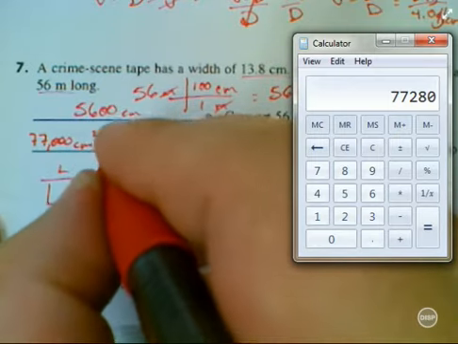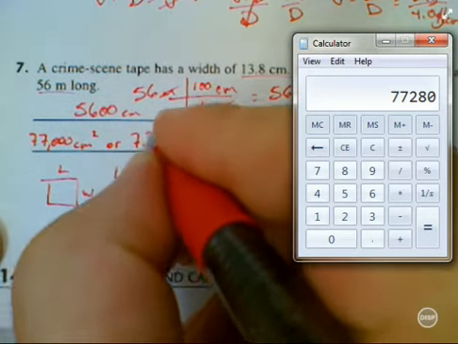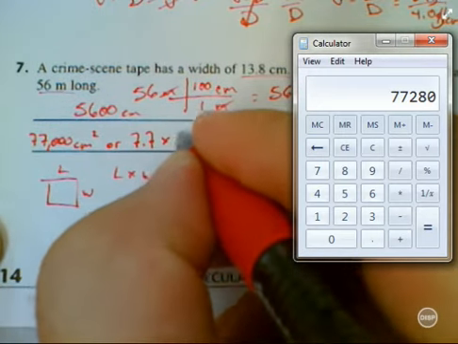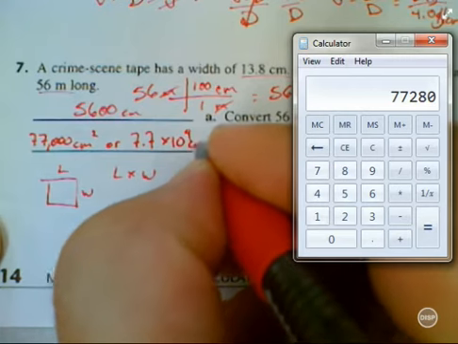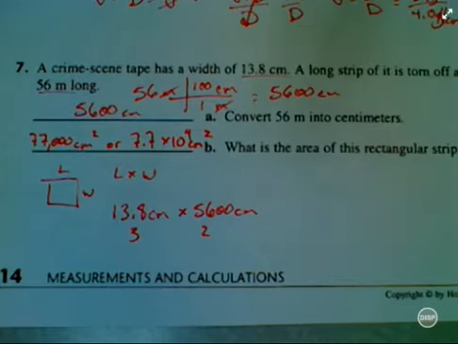square centimeters, or if I wanted to put this into scientific notation, which you don't have to, but it's something that we're practicing, so it wouldn't hurt if you wanted to. It'd be 7.7 times 10 to the 4th square centimeters.